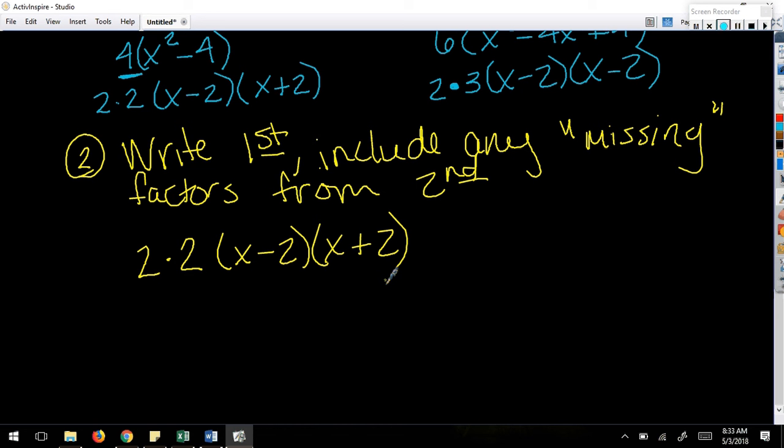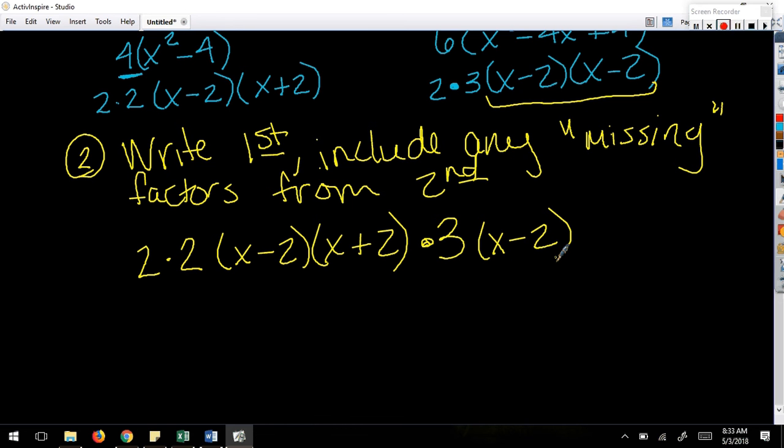I need a 2. Does it have a 2? Yes, it has a 2. There's no sense in writing that again. I need a 3. Does it have a 3? No, I need a 3. I need 2 x minus 2's. I got 1, so I need 1 more. So now the question is, is each of these completely included in this? In other words, are all the pieces of the first one in here, and all the pieces of the second one in here? Yes.